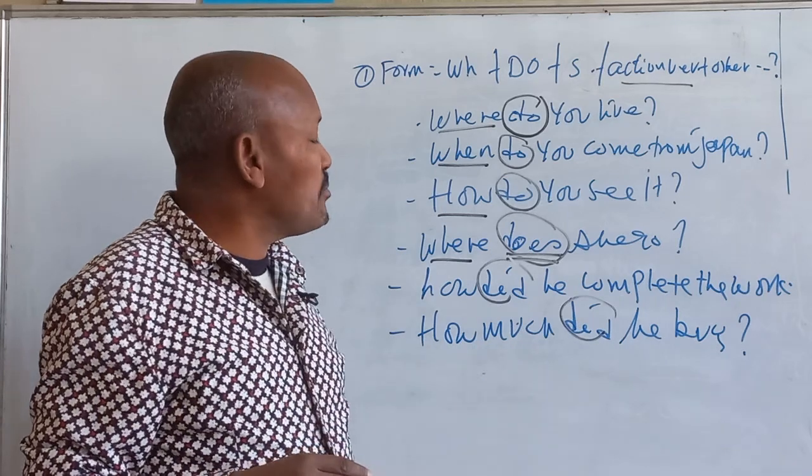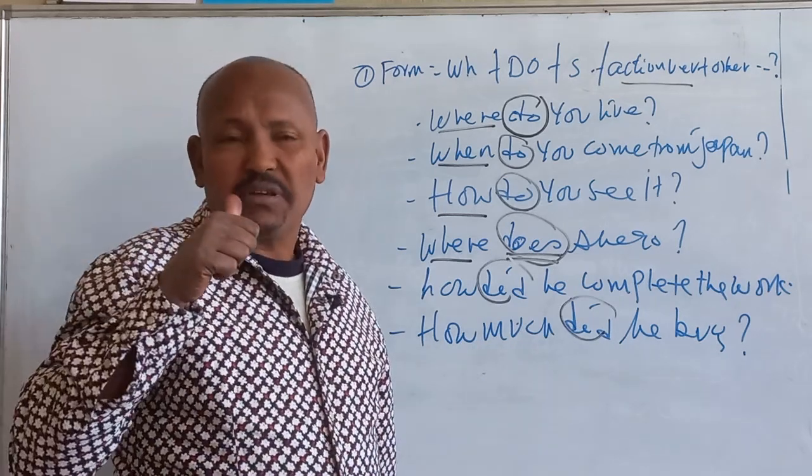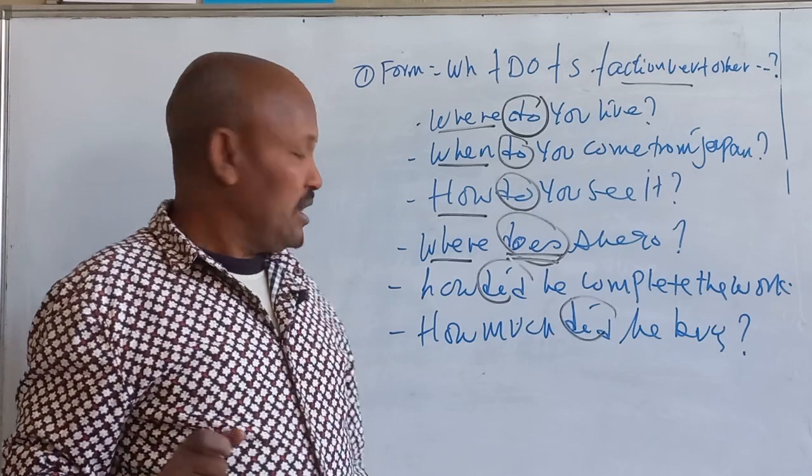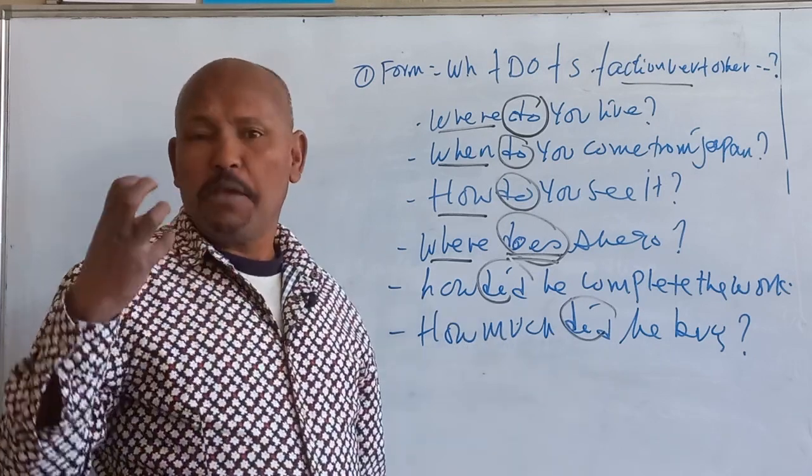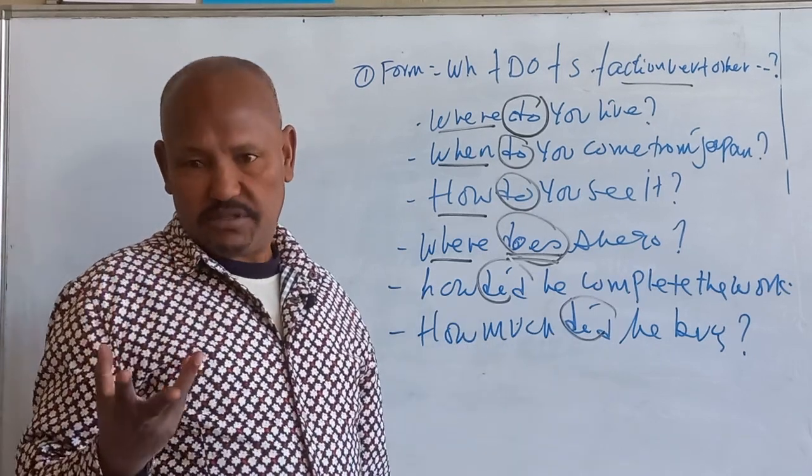And how did he complete the work? He completed the work by doing something, right? And how much did he buy? He bought 2000 birr, right?